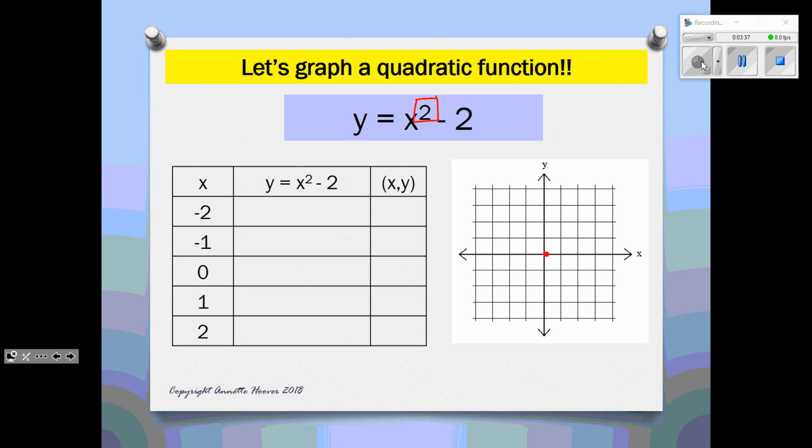Now, what you need to know is that when you plug in a number, it needs to go into parentheses. So here's our equation. If I plug in a -2 for x, I need to put it in parentheses. That changes the way it evaluates.